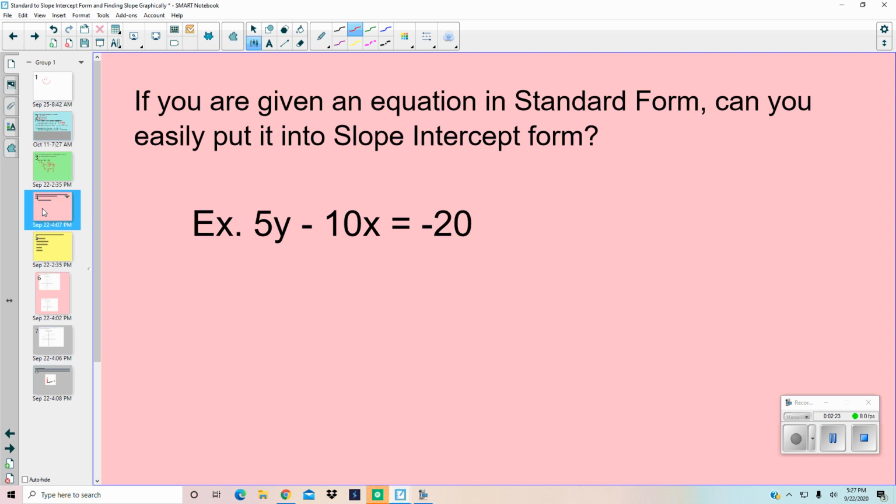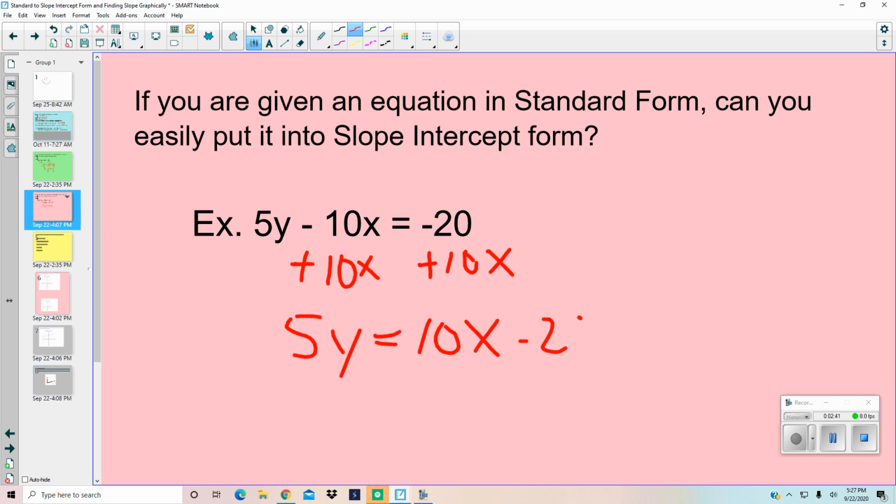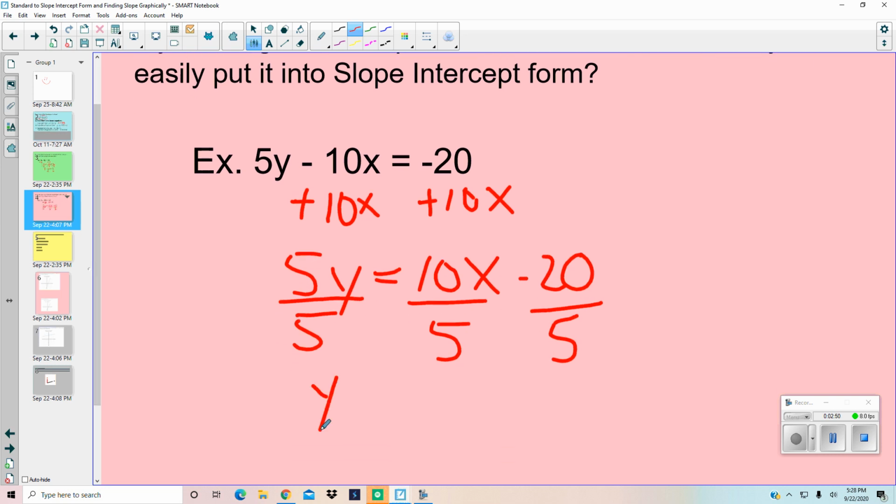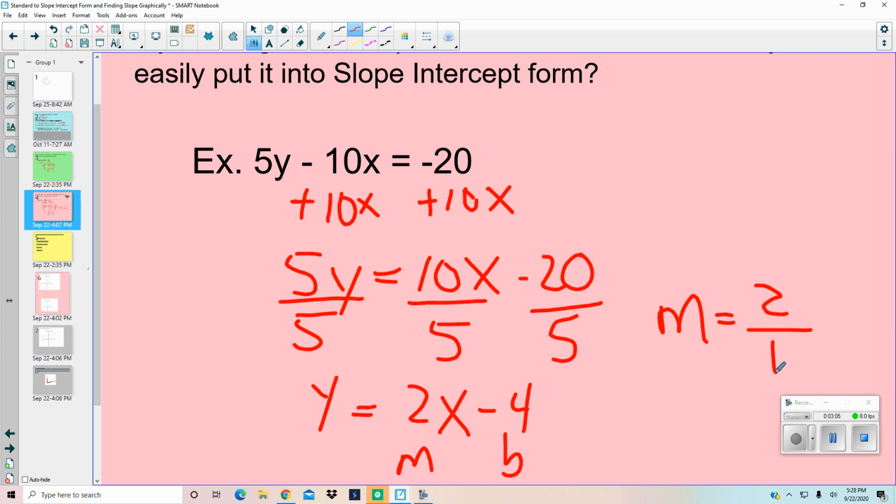Let's do another one. 5y minus 10x equals negative 20. You're solving for y, so you'd add 10x first. And then divide by 5. So what you get is y equals 2x minus 4. So the slope is 2, and the y-intercept is negative 4. And remember, when you're thinking of slope and it's a whole number, you put it over 1 so that you know the rise is 2 and the run is 1.